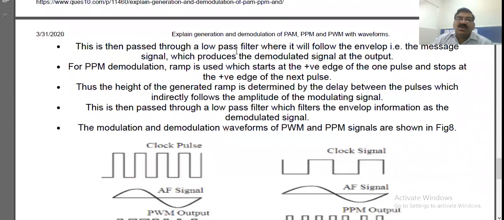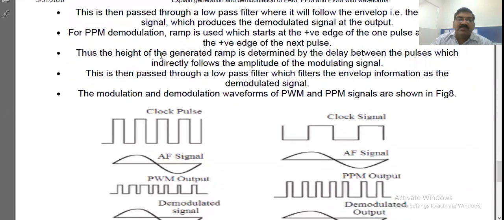This is then passed through the low pass filter. So everywhere we are using the low pass filter, which follows the envelope, that is the message signal, and produces the demodulated signal at the output. So this way the pulse width demodulation is done.